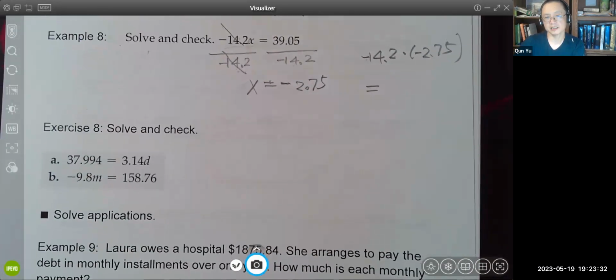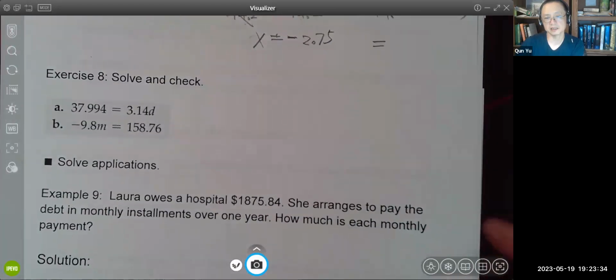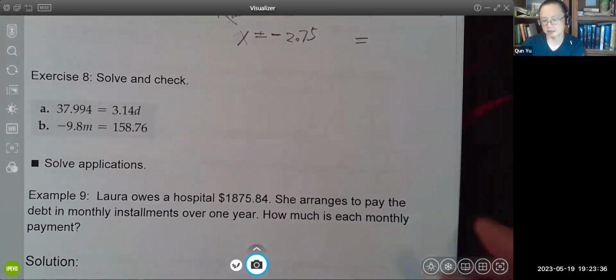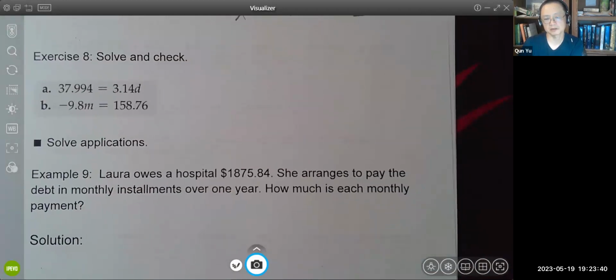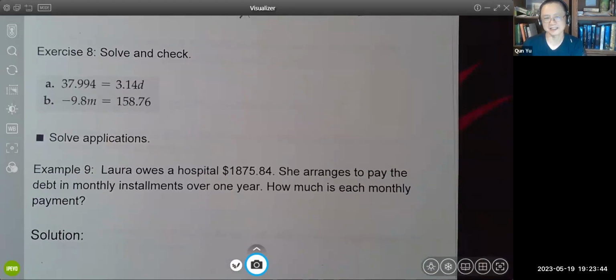Now we get an exercise set for this example 8. Now we have this as application problems. Maybe more on the next page, I don't know.